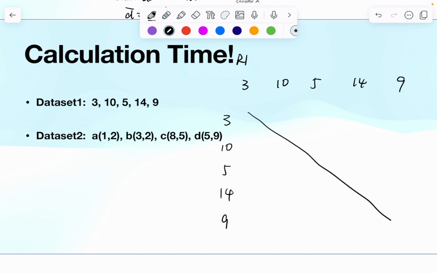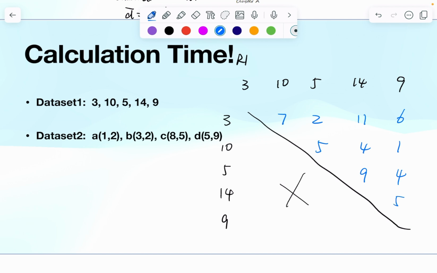Okay, so the diagonal is the point to themselves, so it's all 0, so we can skip them. And also it's symmetric, so we can ignore this part, and we only need to calculate the right part. Okay, so the distance between 3 and 10 is 7. This is 2. This is 11, 6, 5, 4, 1, 9, 4, and 5.